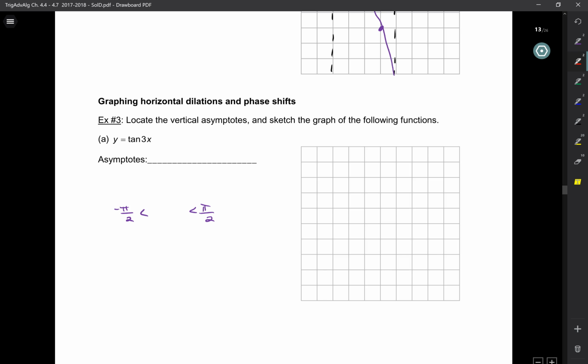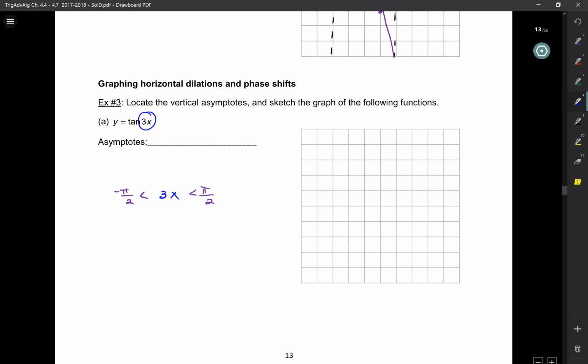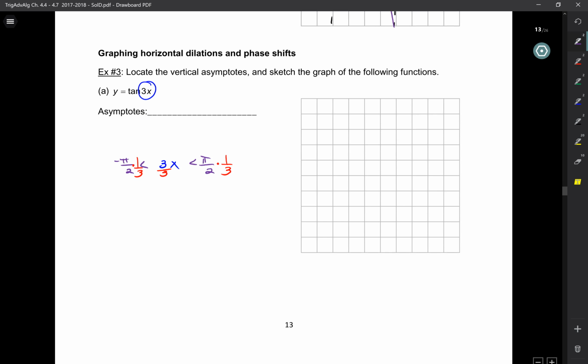This time, notice, after the tangent, it's not just an x, it's a 3x. So I put a 3x there. Now, if it's 3 times x, like Max said, I need to divide by 3. Divide by 3 is the same as multiplying by 1 over 3. Okay? Or you multiply to the denominator. So, negative pi over 6 < x < pi over 6.